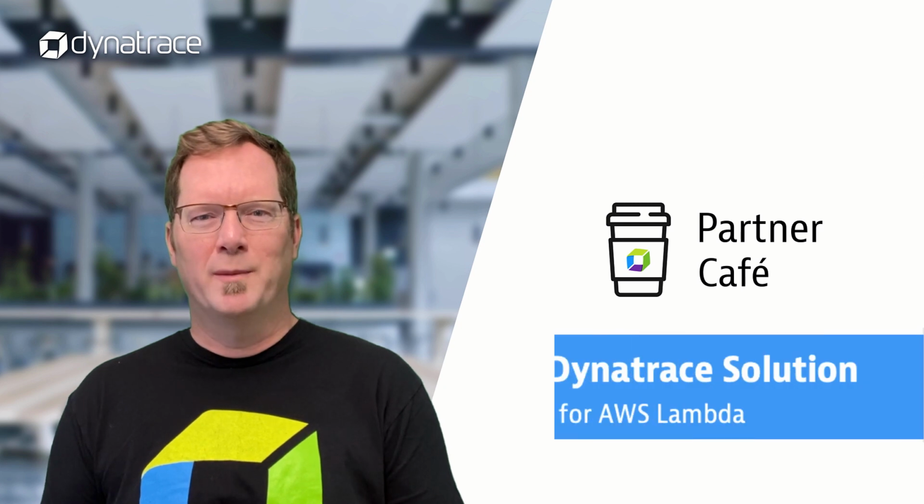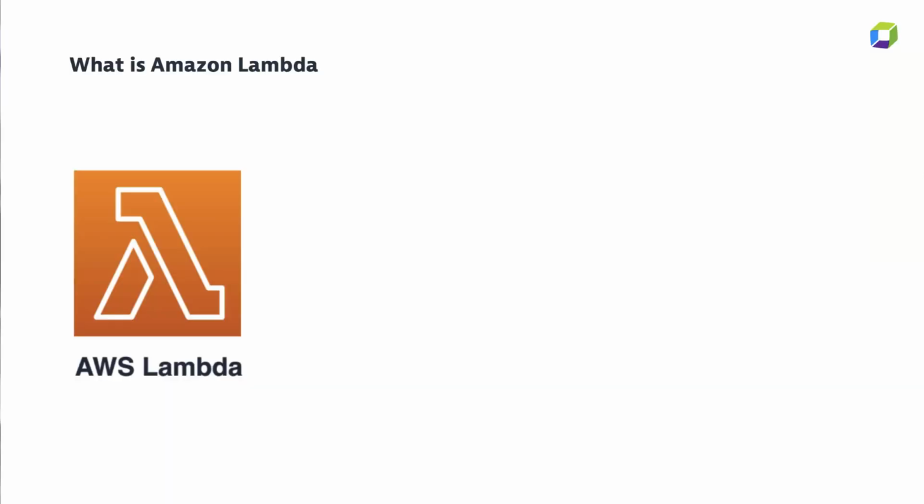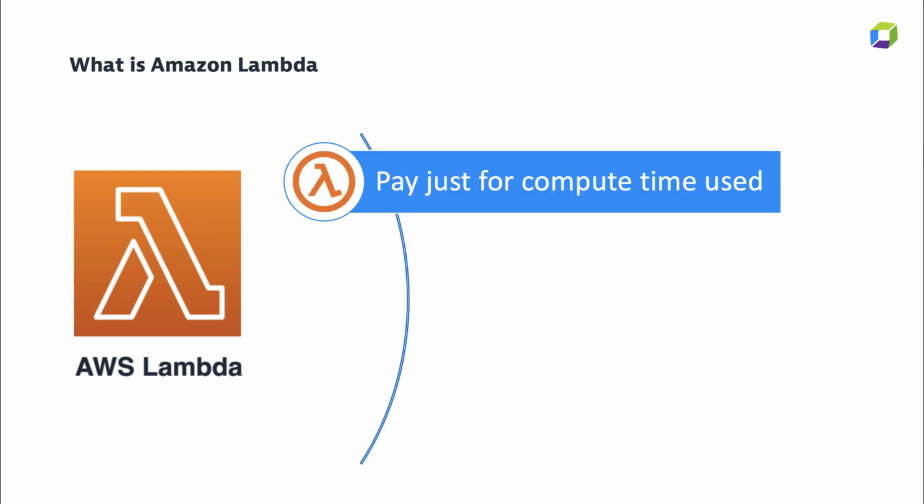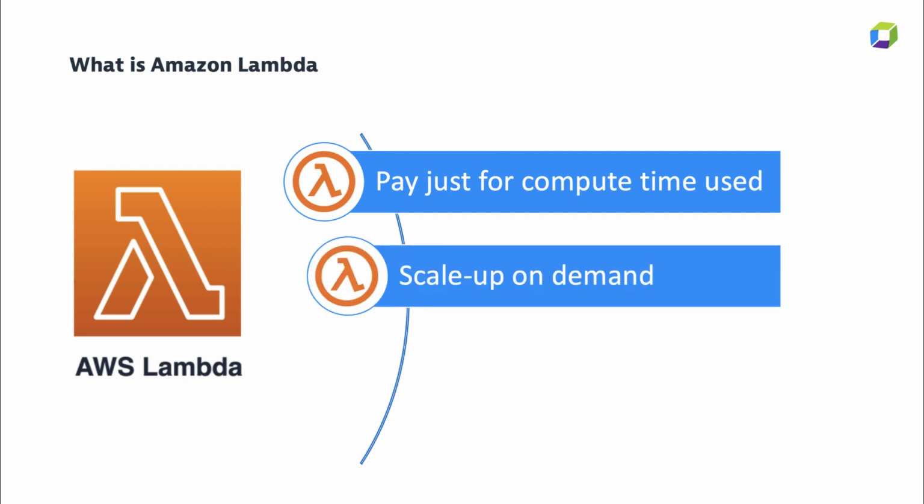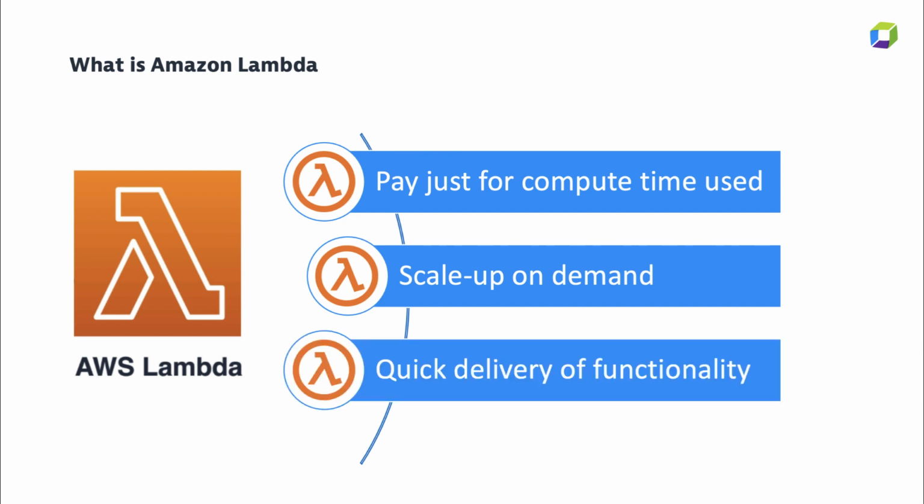In today's episode, we're going to be covering our solution for AWS Lambda. Let's get going. Let's start with explaining what Lambda is. Lambda is Amazon's serverless compute service that allows developers to encapsulate application logic as small functions. Some of the benefits include not having to build and maintain servers that you had to do with traditional applications, being able to automatically scale based on demand, and to shorten the delivery time of functionality.